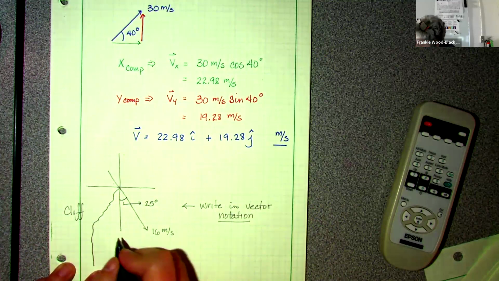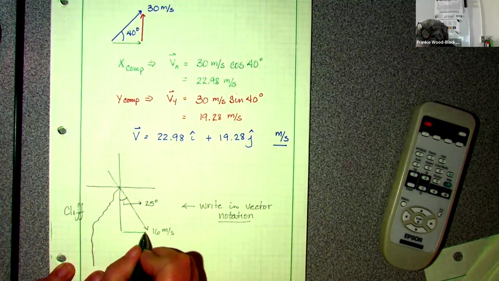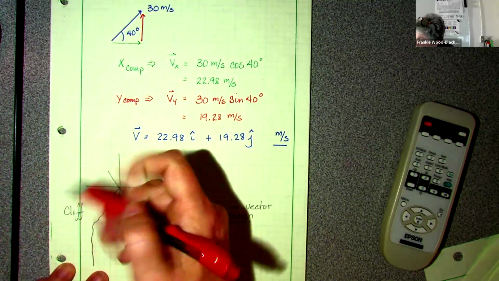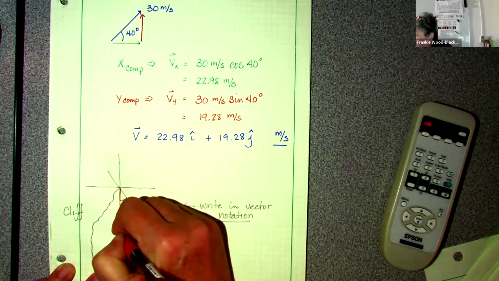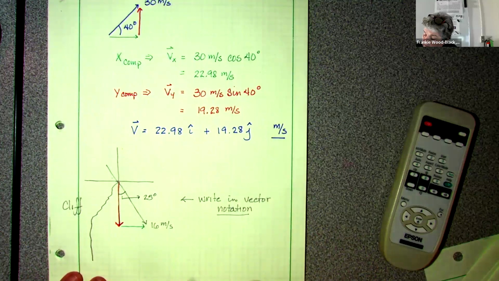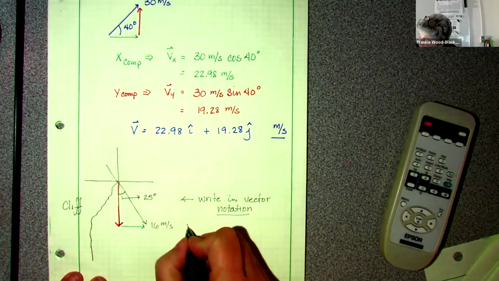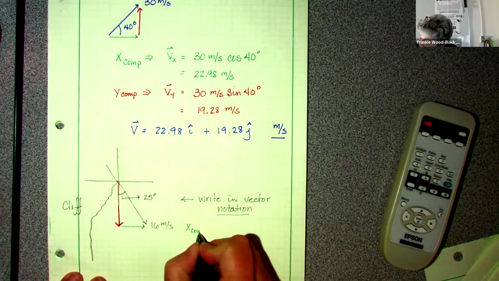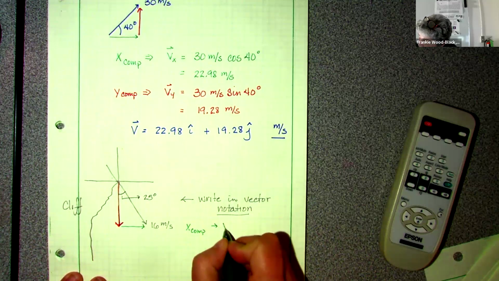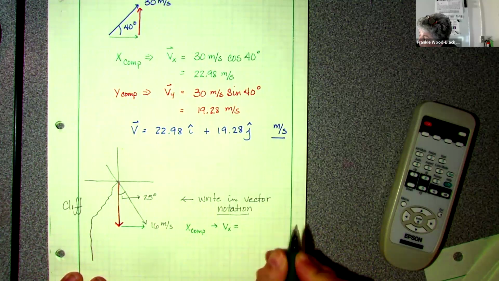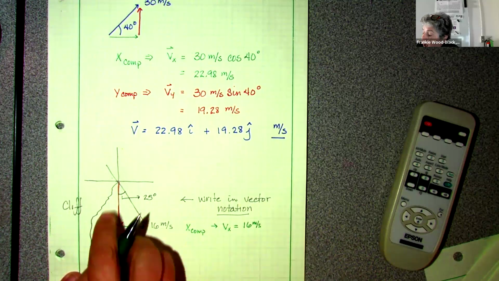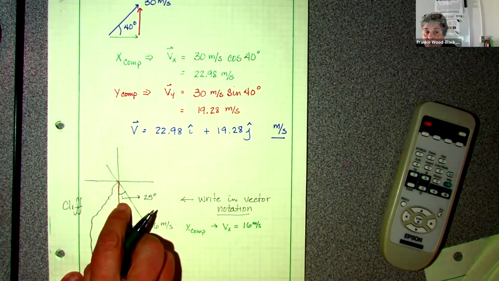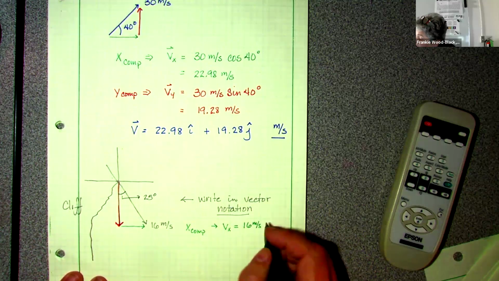Well, here's my x component. Here's my y component. So my x component, which is going to be my v of x, is going to be my 16 meters per second. But I've got the opposite angle here, not the adjacent. So I've got to do the sine of 25 degrees.